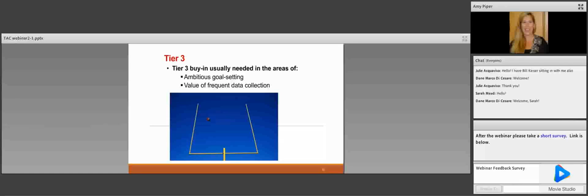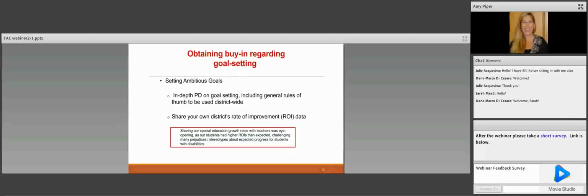That also brings you to the value of frequent data collection, because if you have ambitious goals, you are using those resources with those students so frequently. That's a huge resource, to meet with 1 or 2 students for 30 minutes a day, all day long. You need to collect data frequently so you know if what you're doing is successful or not. I don't know any teachers that don't work really hard to try to meet the goals of their students and make sure that they're successful.